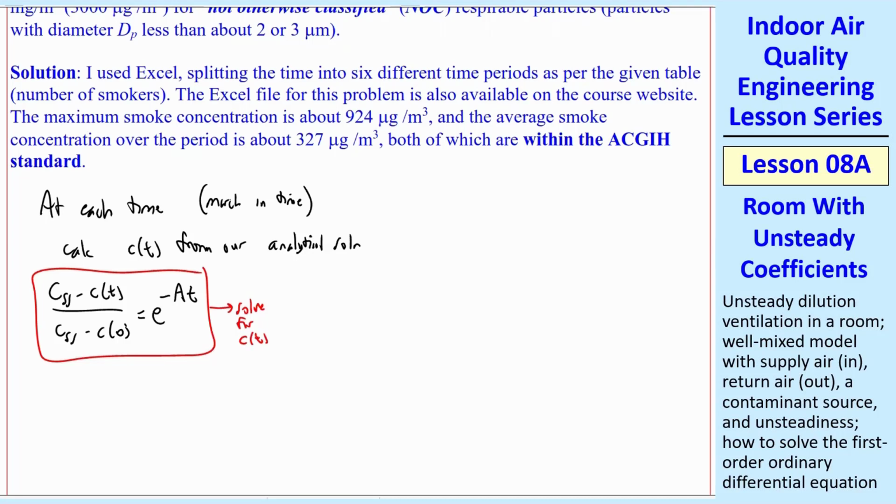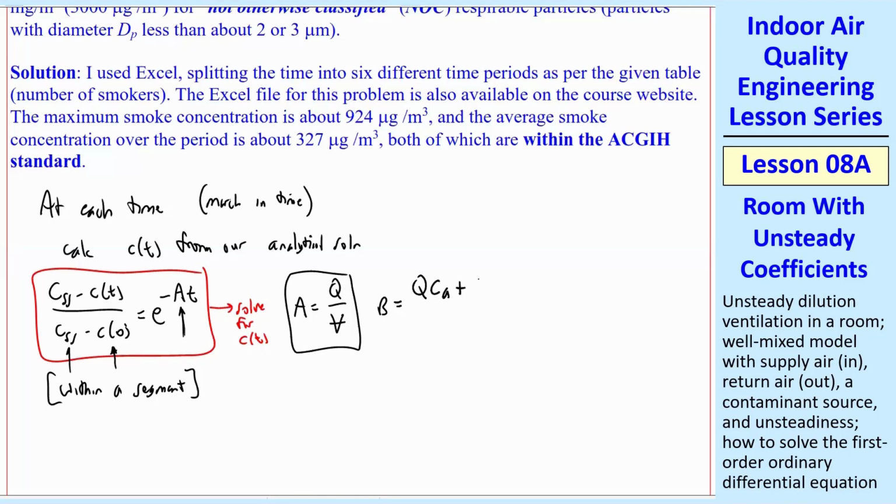So at any time t within a segment, because as soon as you change the segment, you're going to change your CSS and you're going to change your B. That'll change too. This equation is for constant coefficients within the segment, but the properties will change when you go to the next segment. So you've got to be careful to adjust that in Excel or MATLAB or whatever you're using. We had these equations also, A equals Q over V. So since Q and V are the same for all the segments, that would not change, but B will change because B is QCA plus S over V, volume.